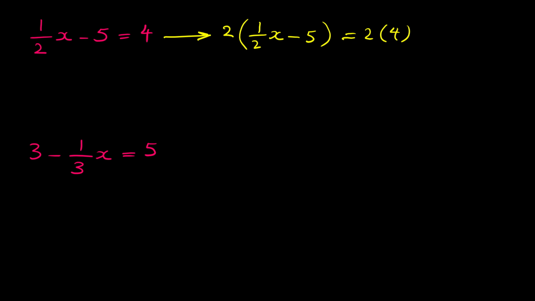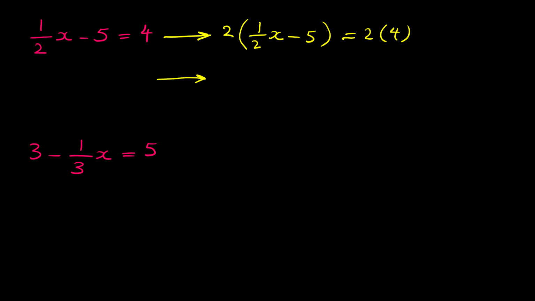Remember, this is an equation. If you multiply left side by a number, you have to multiply the right side also by that number. If you multiply 2 in the bracket, we have what? 2 times 1/2 x. 1/2 with 2 cancels because these are reciprocal of each other.